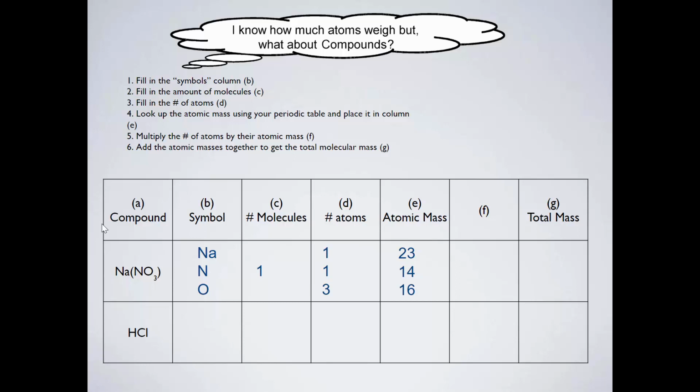What do I do here? What is the mass of the sodium? 1 times 23. Nitrogen? 14. And oxygen? 3 times 16 is 48. And how do I find the total mass? Add them all up. 85. This is why we need our calculator in class.